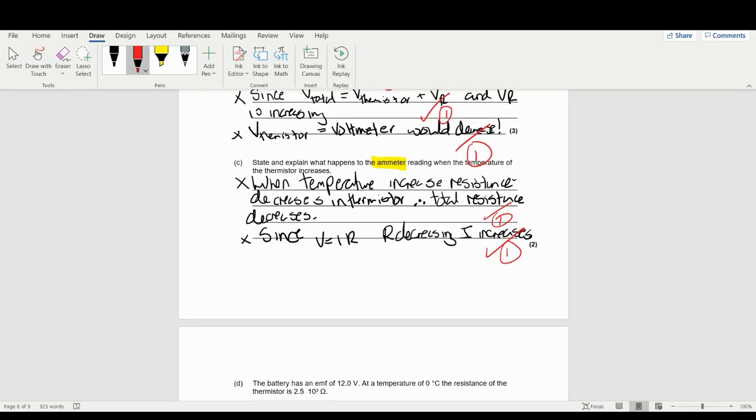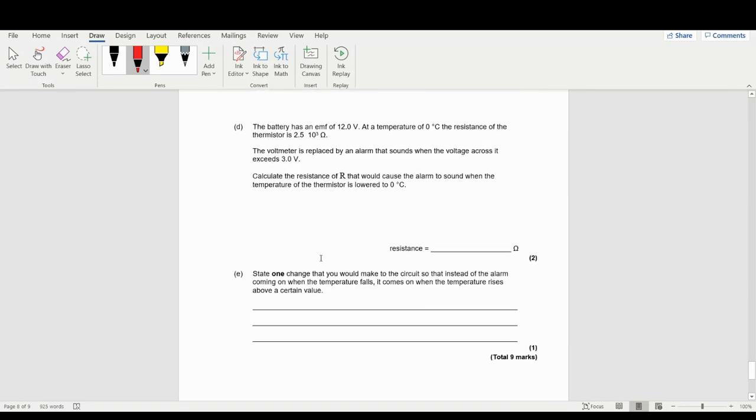Okay, so we just go to the mark scheme. At a high temperature the resistance is lower, so the current increases. Exactly what I just said. The ammeter reading is increasing.